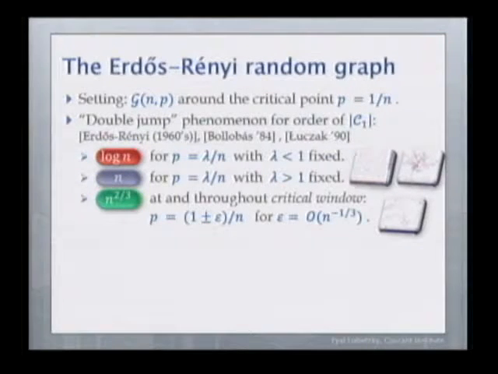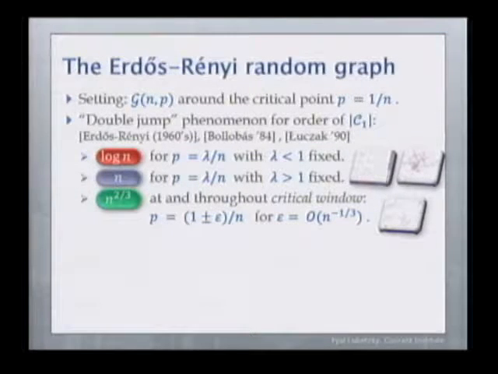And if p equals not just 1 over n, but something that's called the critical window, which is (1 plus or minus big O of n to the minus a third) divided by n, that turns out to be the critical size of the window. Then the largest component will be, here it's n to the 2/3 exactly at 1 over n, but the behavior carries throughout this critical window.